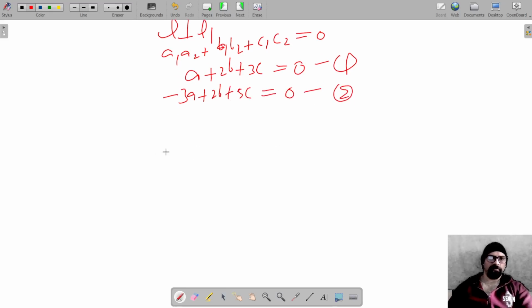And let's try to solve these equations by the cross multiplication method. So I'm going to write a, b, c. This is 2, 3, 1, and 2, and 2, 5, negative 3, and 2.